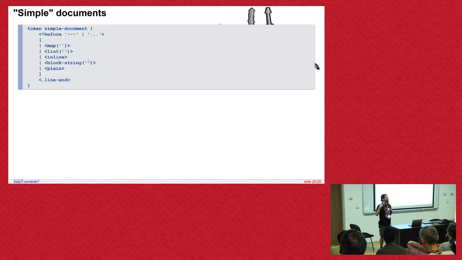So in this case, it's like a document. It may or may not be a header, but that would be the token before this. And then it's a map, or a list, or an inline value, or a block string, or a plain string.